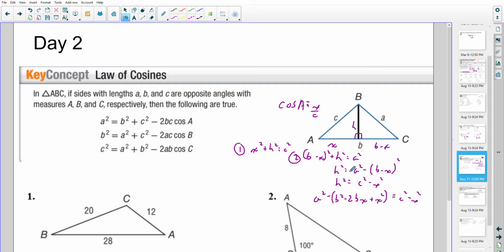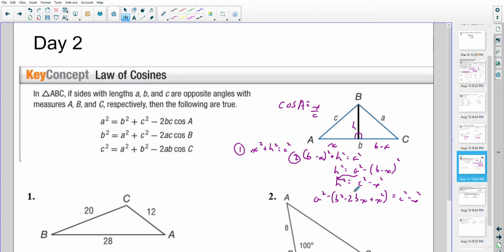When you expand this and solve for h squared, what you're going to do is subtract (b minus x) squared from both sides. And therefore, your h squared equals this. And if you solve for h squared here, you're going to get c squared minus x squared. Now, I can do the same thing as what I did with the law of sines and do a substitution right in for your h squared at this point.